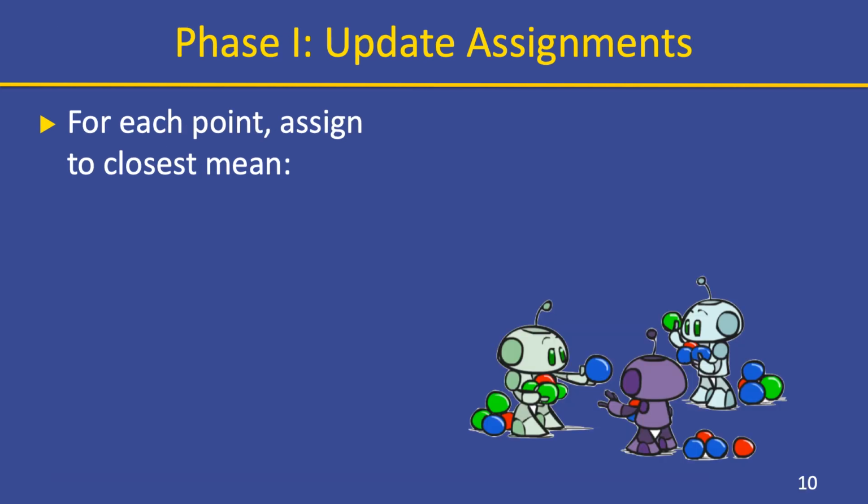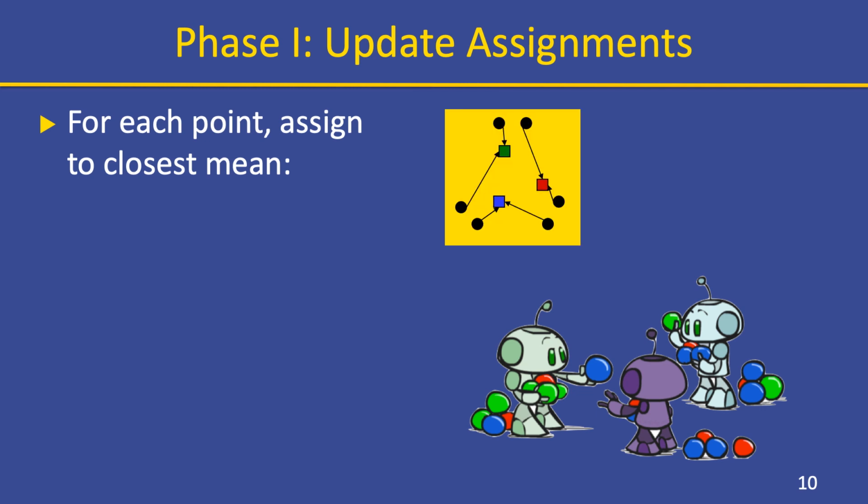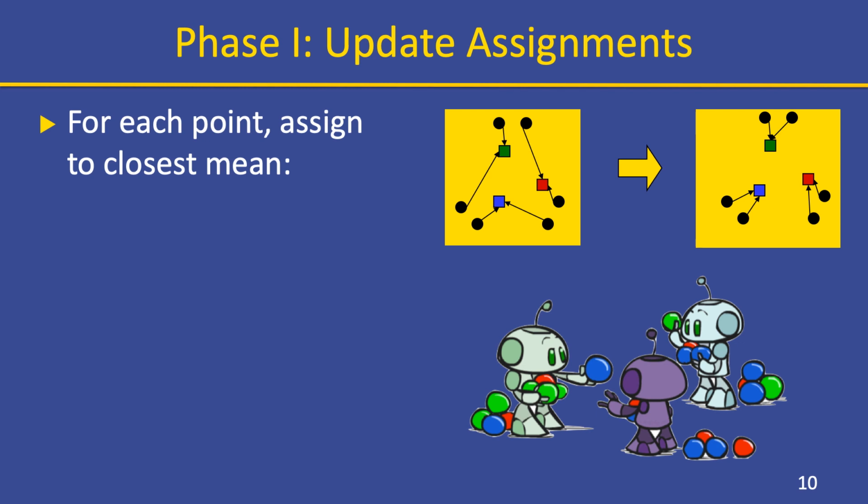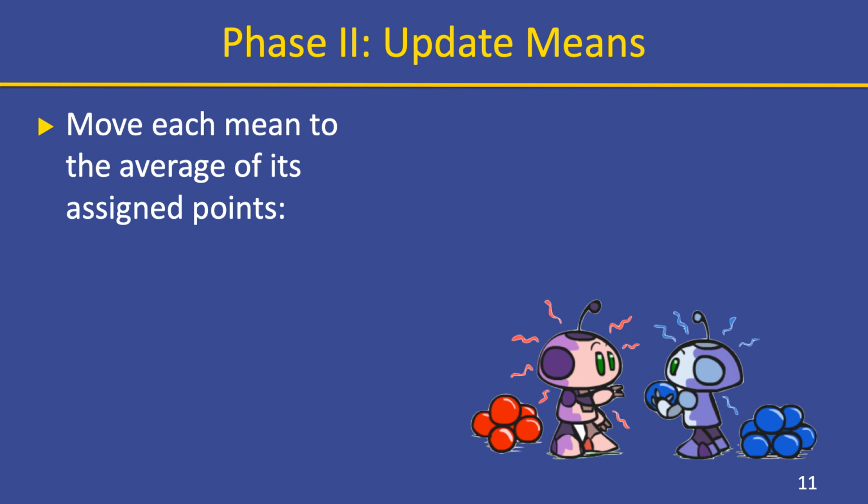So each iteration includes two phases. Phase 1, we update the assignments. We take each point and assign it to the closest cluster center. So let's say we have these 6 data points and 3 cluster centers. The cluster centers are the colored squares here. The arrows indicate assignment from a point to a cluster center. Now we take each point and reassign it to the closest cluster center. We get this. Some of the points' assignments have changed, not all of them. In phase 2, we update the means. We move each cluster center to the average of its assigned points.